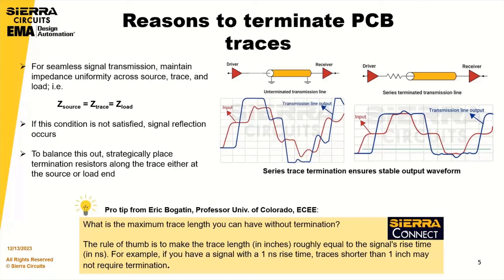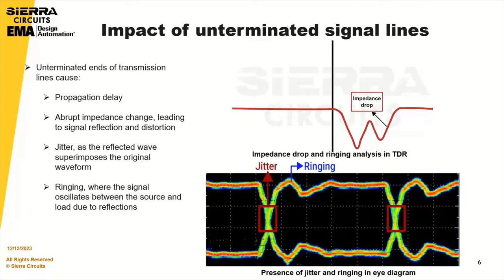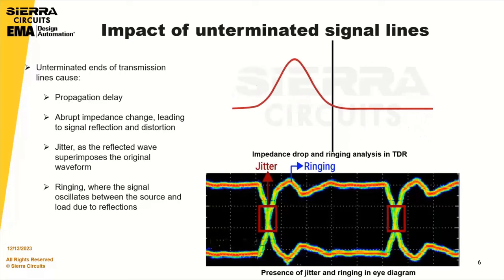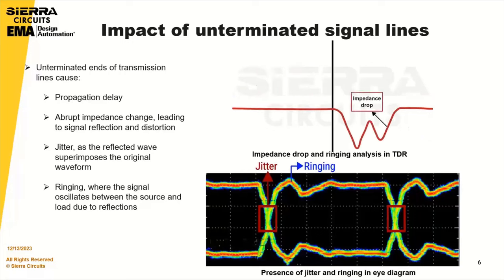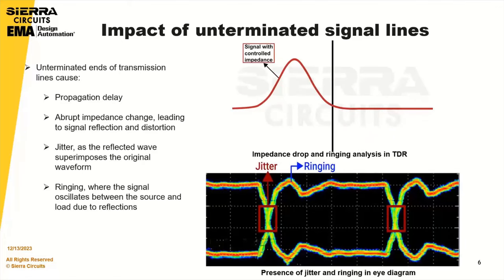On our newly launched discussion forum, Eric Bogatin, another expert in the field, made a comment in one of our Ask Me Anythings, giving a rule of thumb on when to avoid terminations, which is listed here. The unterminated end of a transmission line causes abrupt impedance discontinuity and propagation delay, leading to jitter, ringing, and signal distortion. The waveform here clearly shows the presence of jitter and ringing.